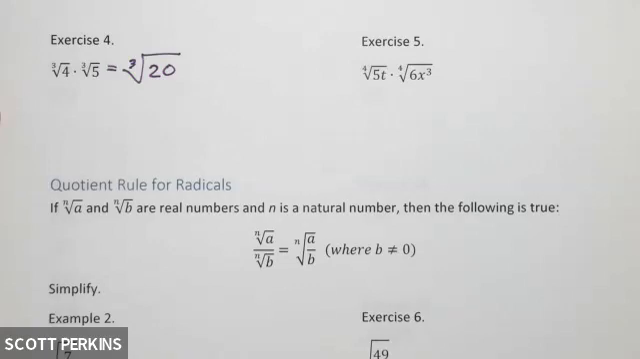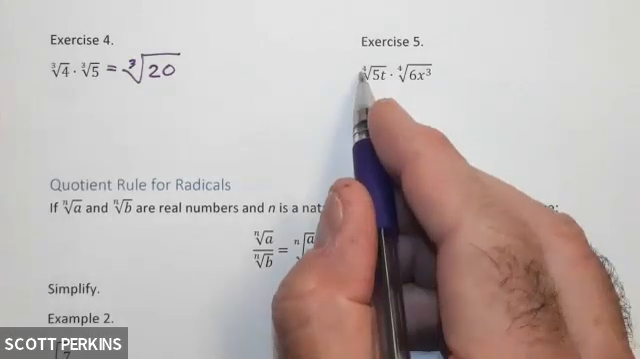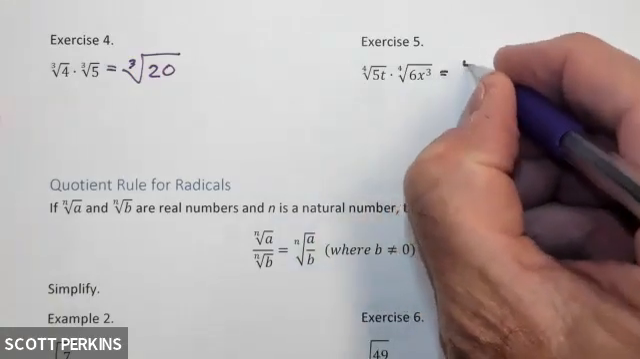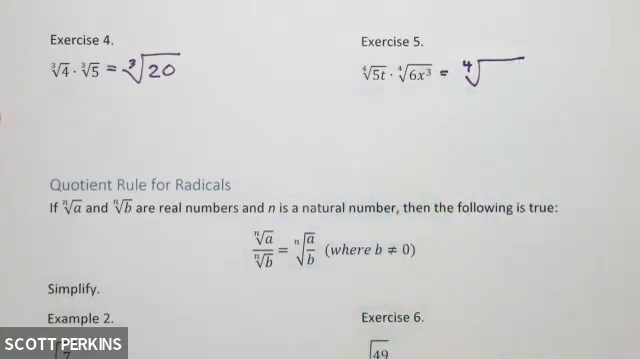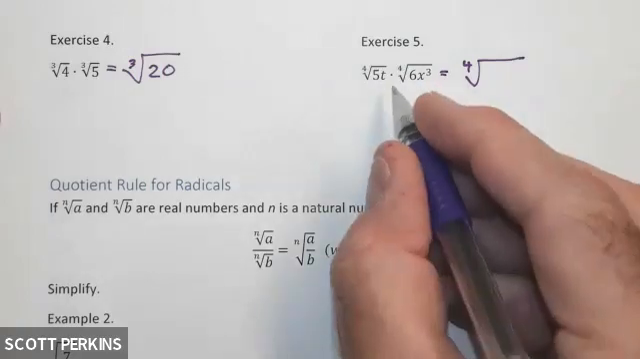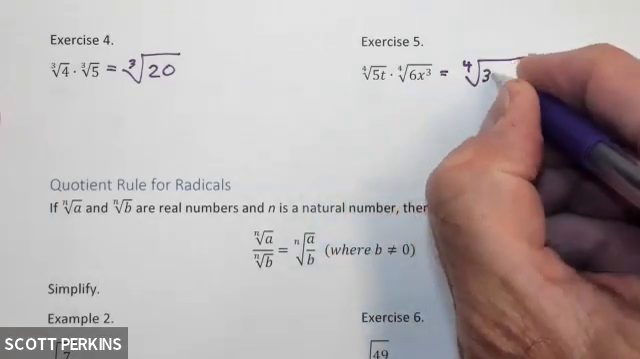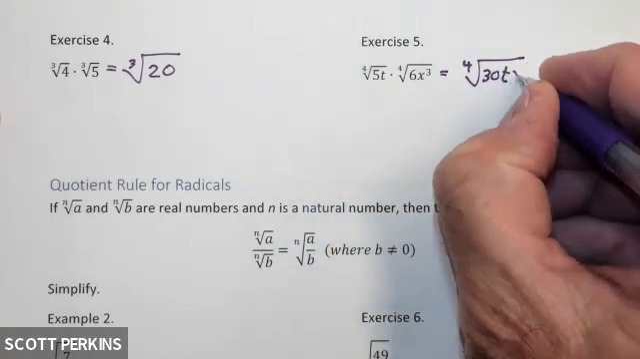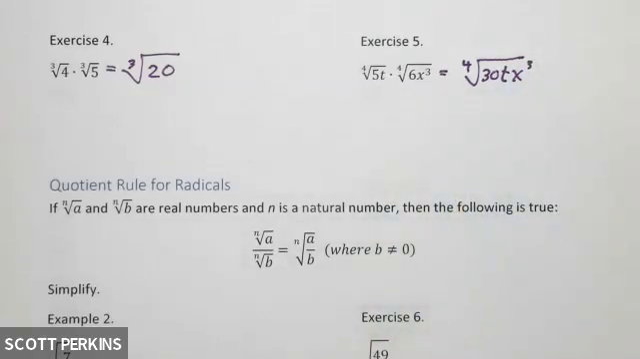And then the last one that you did, I asked you to go ahead and do both of them. The last one, we've got 4th roots. Again, 4th root. So that's great. My answer is going to be a 4th root. And then when I multiply what's under the radicals, I got 5 times 6 is 30. I've got a t, and I've got an x to the 3rd. All right, so that's our primer on the product rule of radicals.